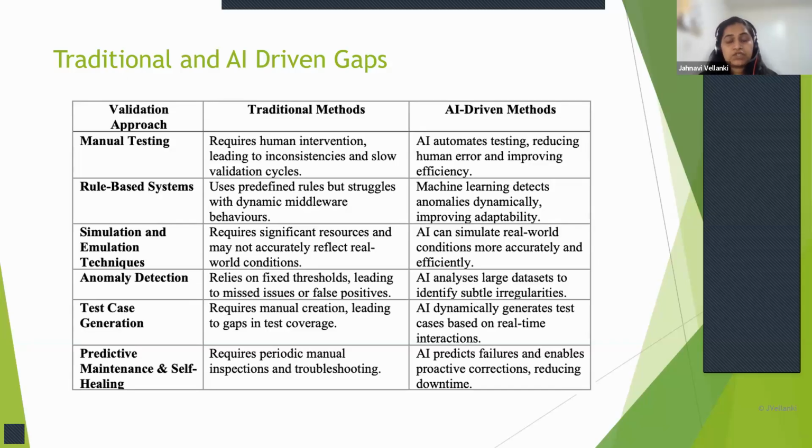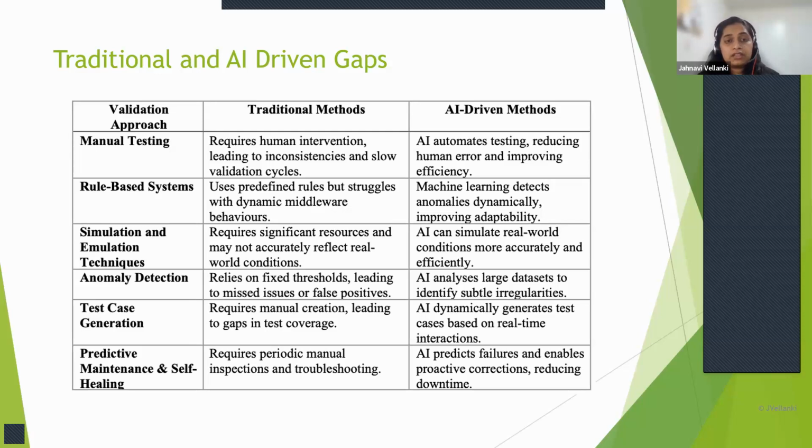Cross-system compatibility is one of the biggest challenges that we would see as we go through this, because not all the systems that we have currently in the market are compatible with any of these AI solutions. And when we compare these challenges with the traditional methods, we would see that with the traditional method, it's a lot of human or manual testing that's involved, which AI could reduce the human errors and improve the efficiency in there.